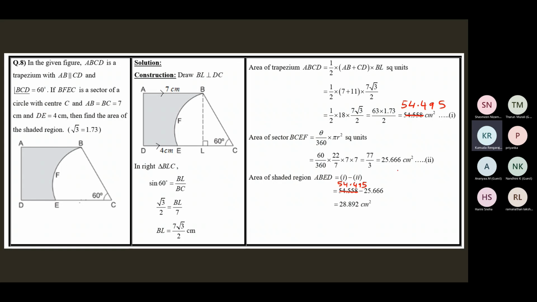What about this answer? 25.666. Is that correct? Yes, ma'am. Okay. So it will be 28.829. Correct? 28.829 centimeters square. Okay, good. Thank you.